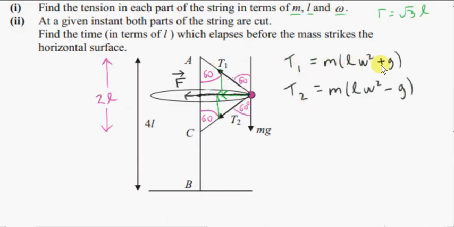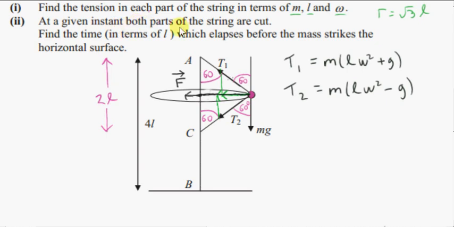As an aside, notice that these actually make some sense. We can see that T1 is greater than T2 because l omega squared plus g is greater than l omega squared minus g. If you add g onto l omega squared, you'll obviously get something bigger than if you subtract g from it. And that kind of makes sense because T1 has to counteract the weight of this object. So we might expect the tension in this string to be greater than the tension in this string.